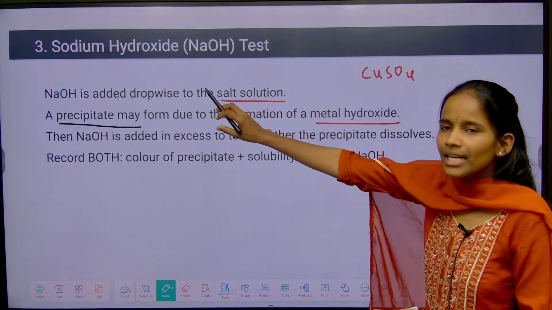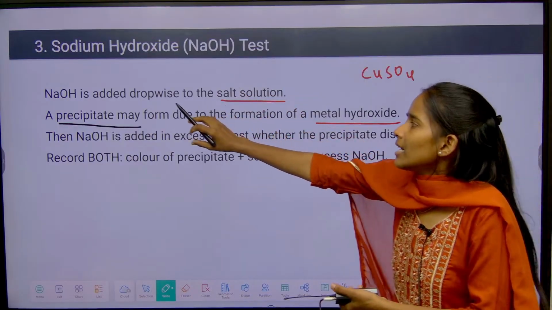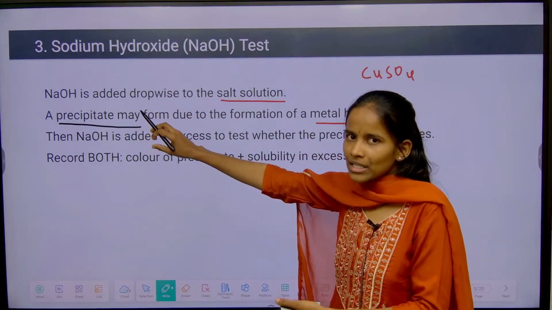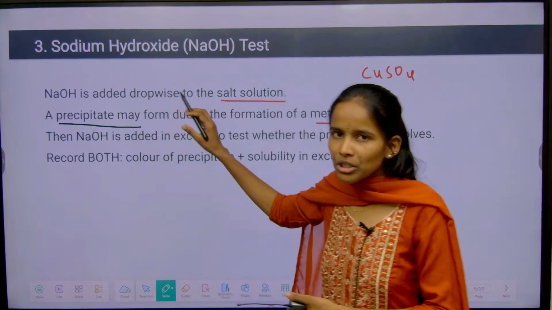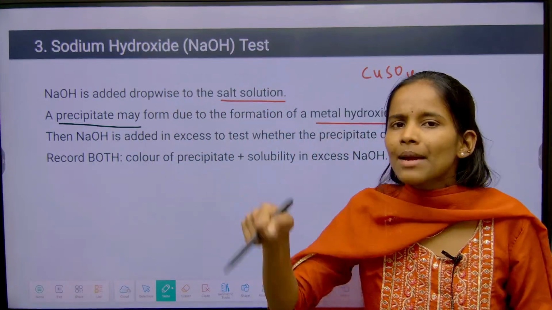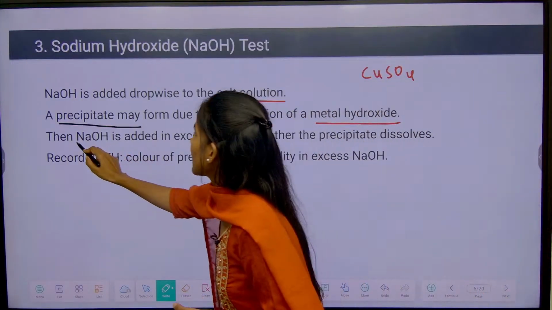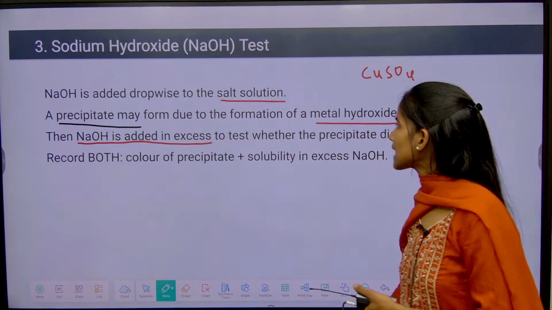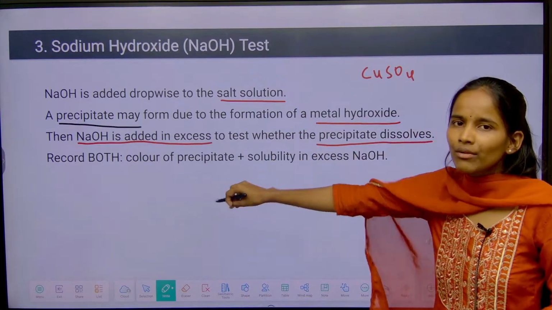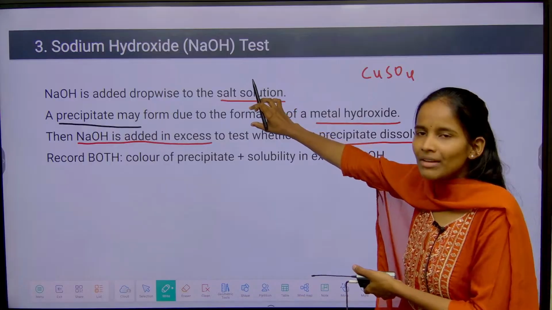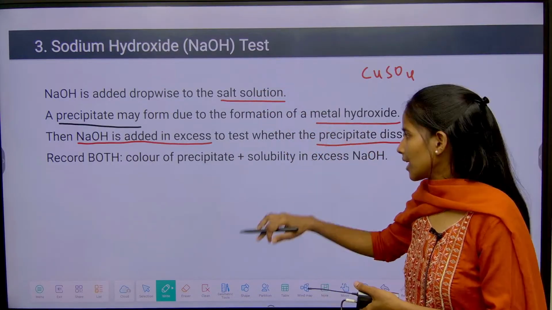When we add NaOH solution to the salt solution we have prepared, we observe whether any precipitate is formed or not. This is our first observation. Next, after formation of the precipitate, we add a little extra NaOH solution, an excess amount, to check whether the precipitate dissolves in NaOH or not.